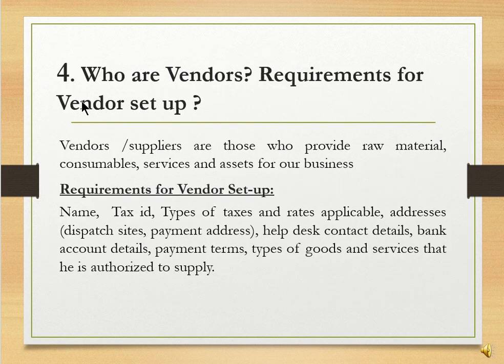Who are vendors and requirements for vendor setup is the next question. So vendors and suppliers are basically those who provide us raw materials, consumables or services for our business, right? And what are the requirements to do a vendor setup? Whenever we receive a new vendor, we have to get all this information to record in our systems, right? So vendor name, vendor's tax ID, types of taxes and rates applicable for them, and their addresses, dispatch address, dispatch site, payment address, help desk contact detail. This is vendor's help desk contact detail, bank account detail, payment terms, with what payment term we are going to create them, type of goods and services that he is authorized to supply to us.